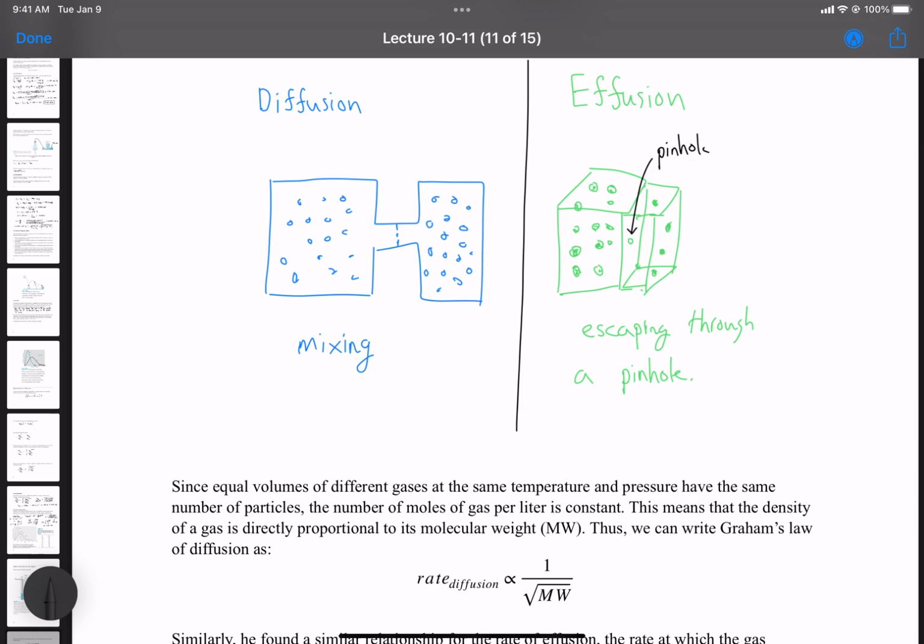So what this means is that, since we can use the ideal gas law that equal volumes of different gases at the same temperature and pressure have the same number of particles, we say the number of moles per given volume is constant. So that now equates that the density can be, we can say, the rate at which molecules diffuse or effuse is going to be dependent on molar mass or molecular weight. So we can represent Graham's law like this. Rate of effusion is proportional to 1 over the square root of the molecular weight.